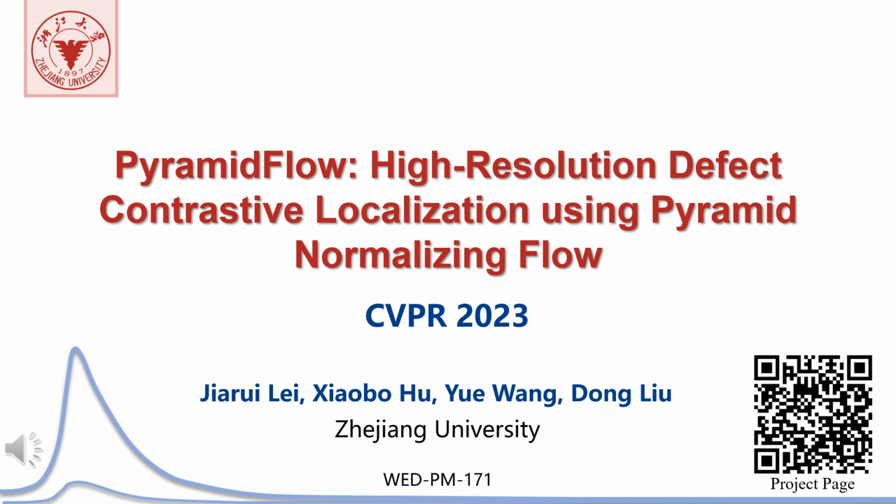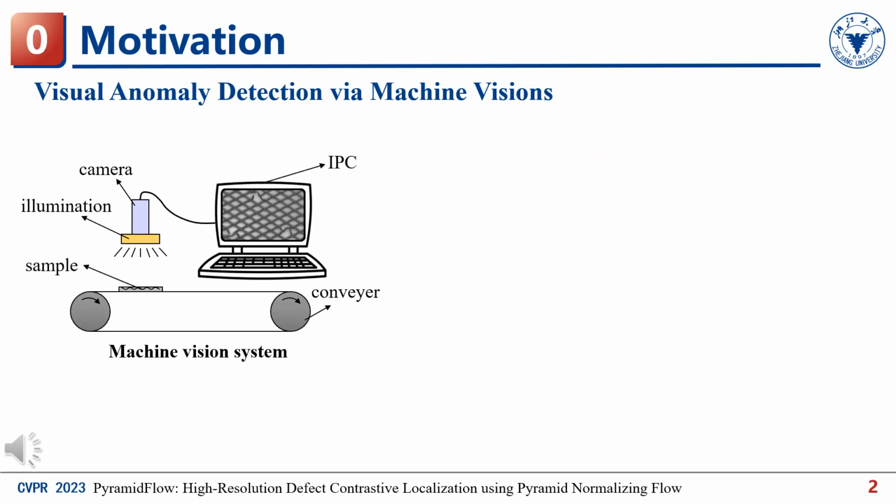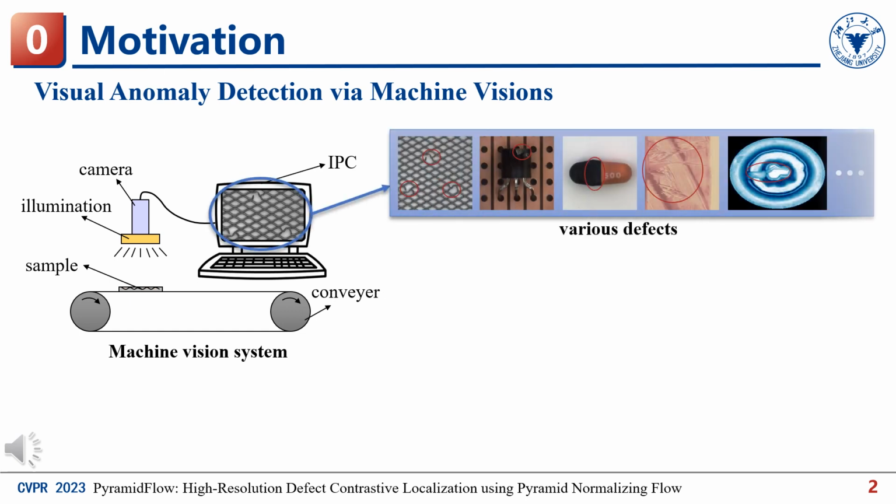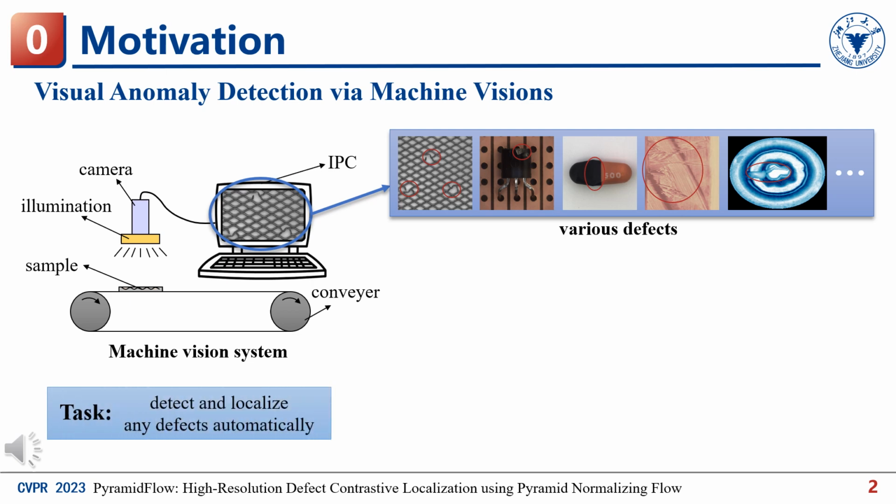PyramidFlow: high-resolution defect contrastive localization using Pyramid Normalizing Flow. During industrial processing, unforeseen defects may arise in products due to uncontrollable factors. Detecting and localizing these defects manually is time-consuming. To overcome this, machine vision offers automated solutions by detecting and localizing various defects.